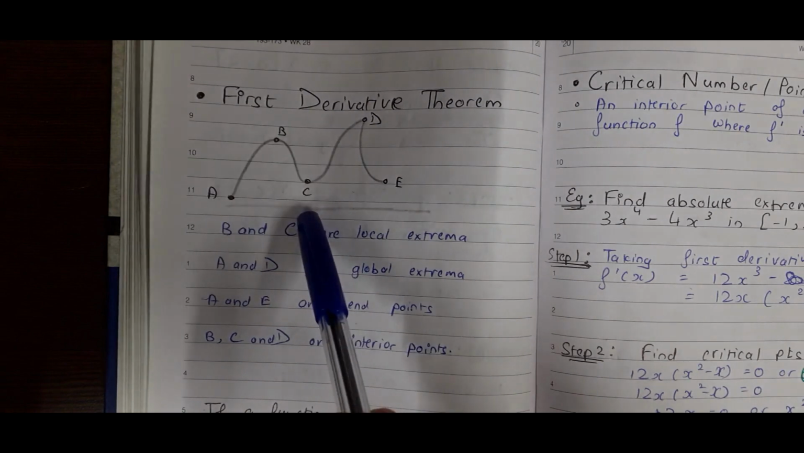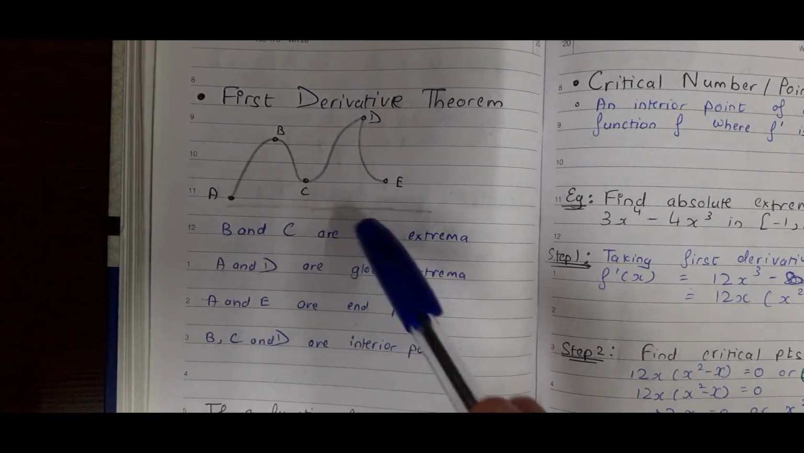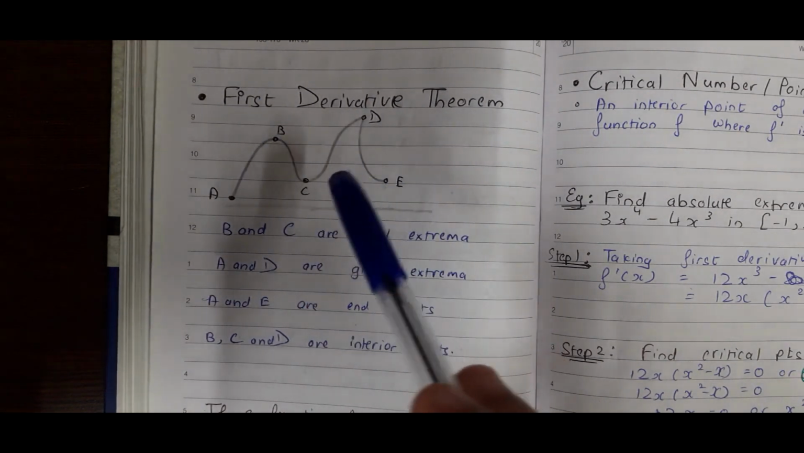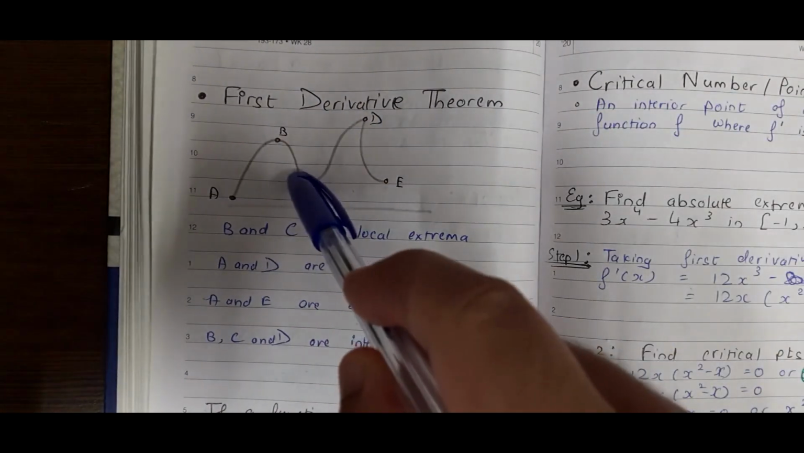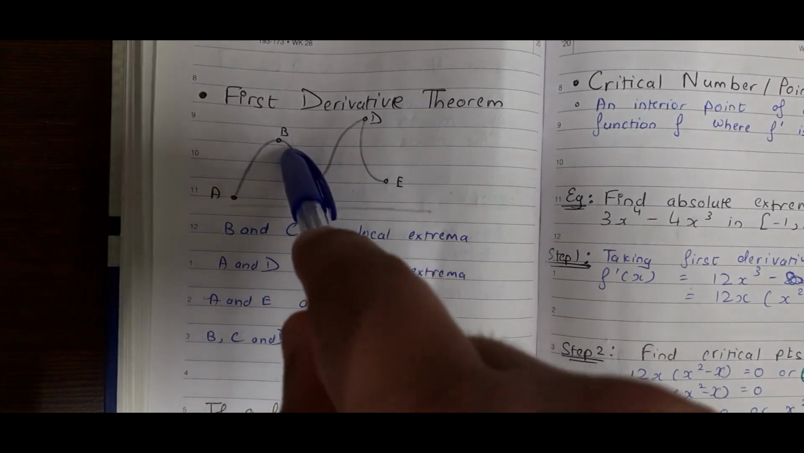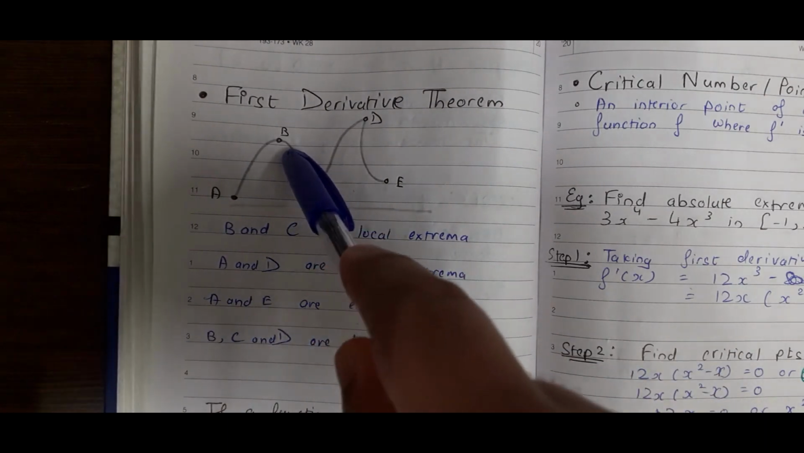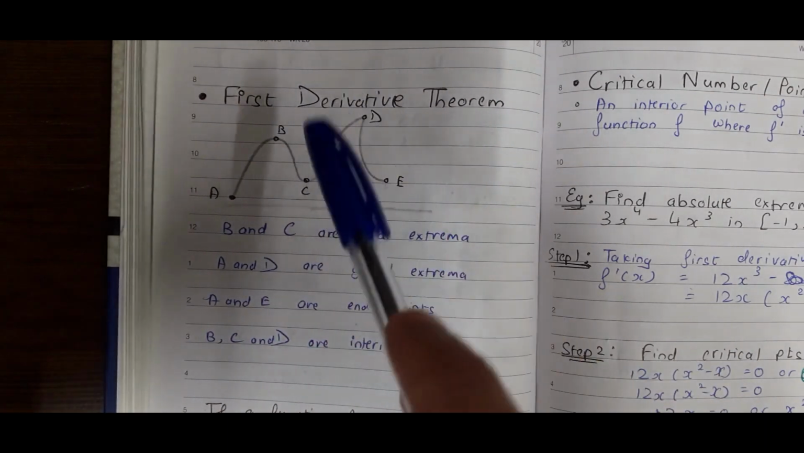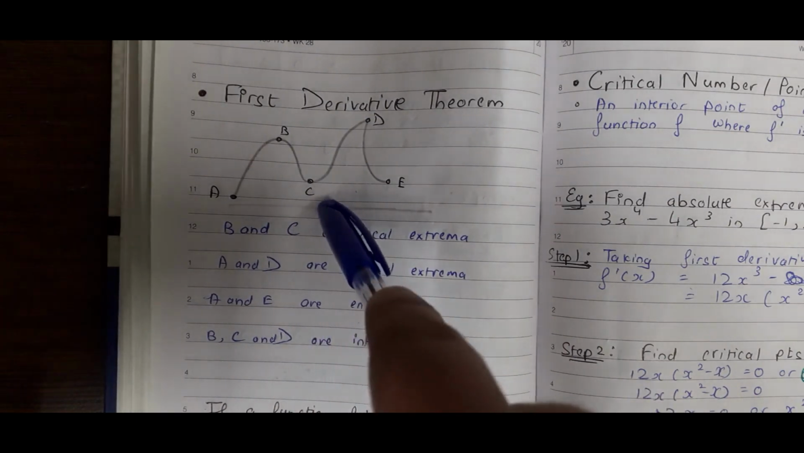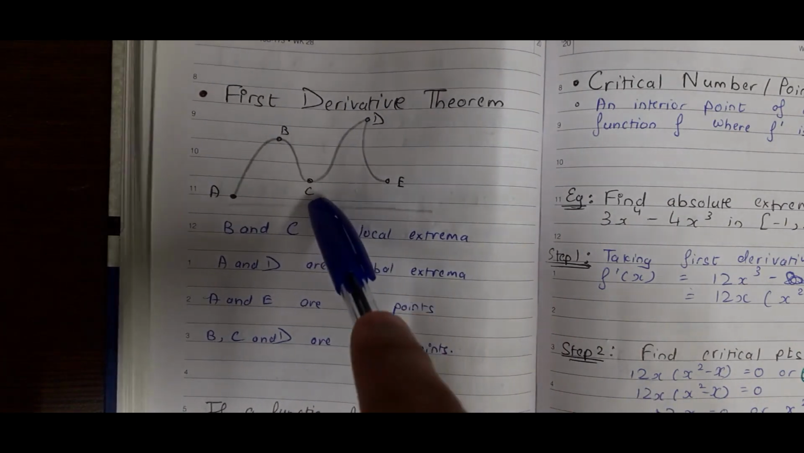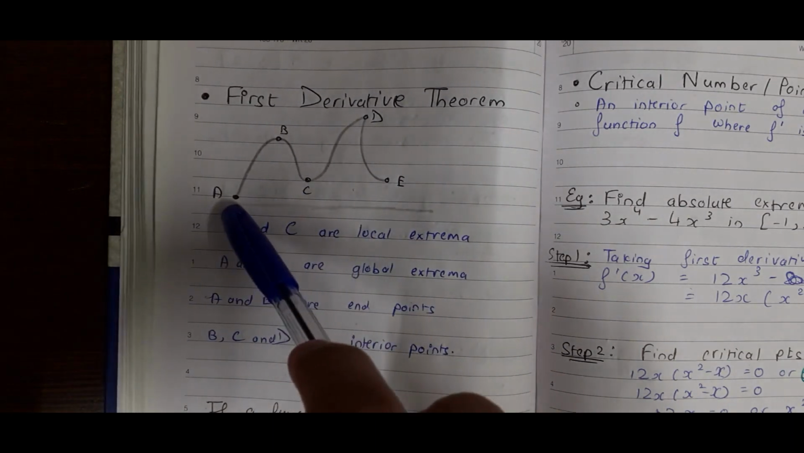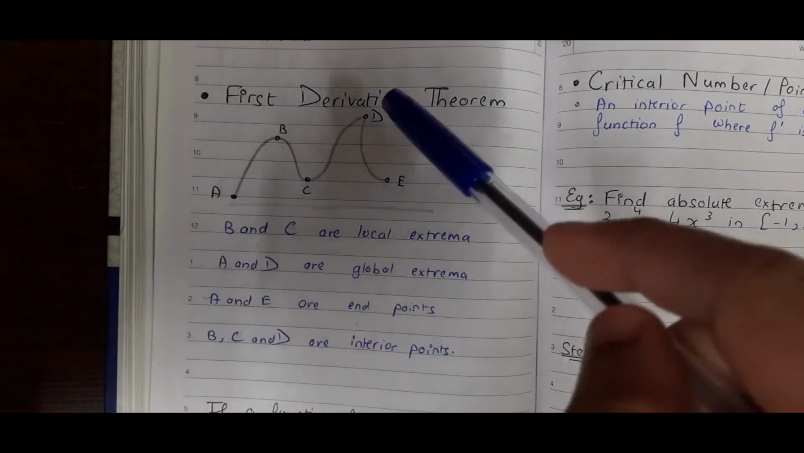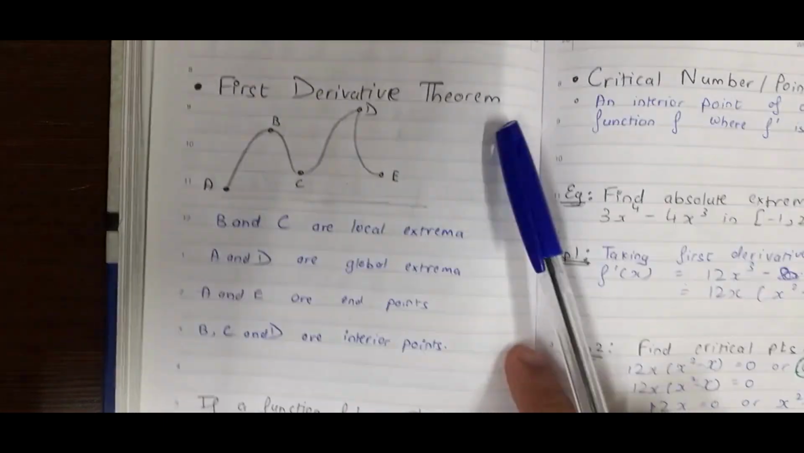B and c are your local extrema. Now what does that mean? In some area surrounding b, b is the highest point as you can see from the graph. Hence you say b is your local maxima. It's not for the entire domain but in the area surrounding b. Same way, since in the area surrounding c, c is the lowest point, so c is the local minima. Over here you will have a as your global minima and d as your global maxima.